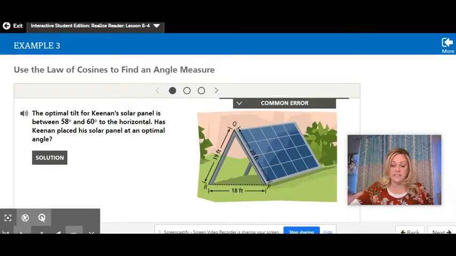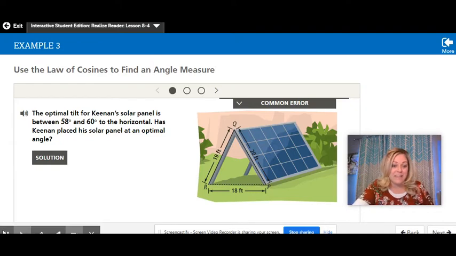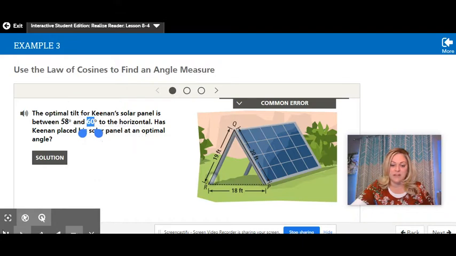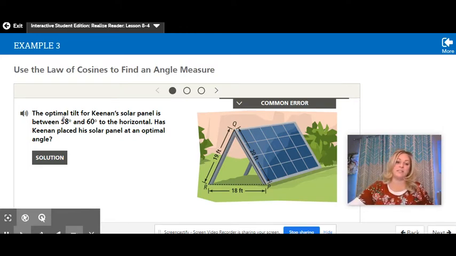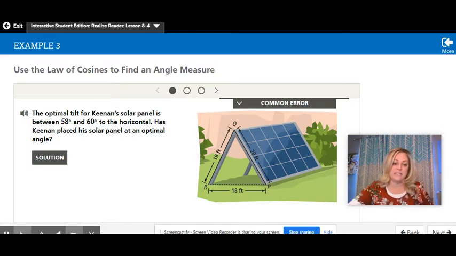Here's the law of cosines, but you don't have the angles. You have all three sides. So you're still going to solve it in the same way until the end. Then we're going to have a little variation. So let's set this up. It says the optimal tilt of a solar panel is between 58 and 60 degrees to the horizontal. So like these angles, this angle R or this angle P. So has this been placed in the correct order? Let's look at that. Has this been placed correctly so that it is between 58 and 60 degrees?